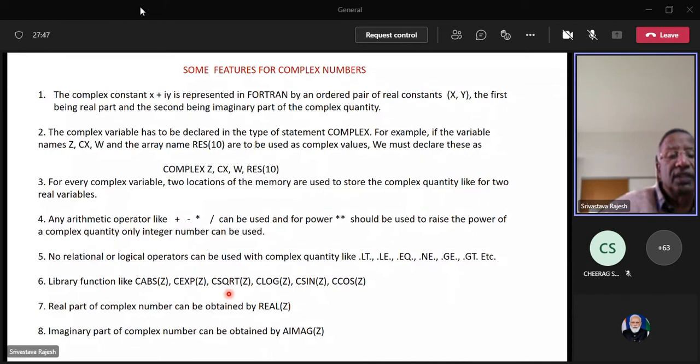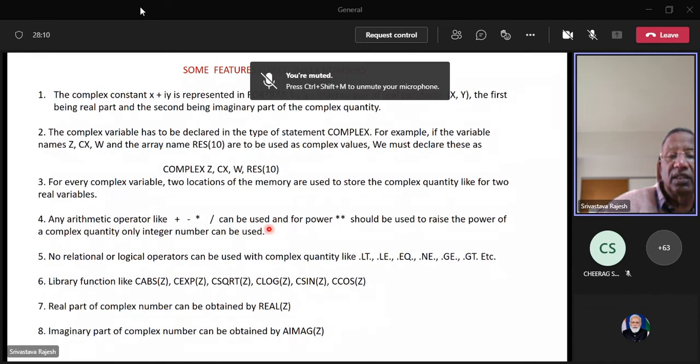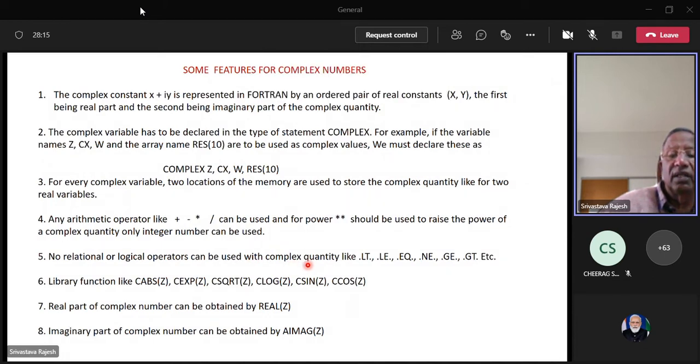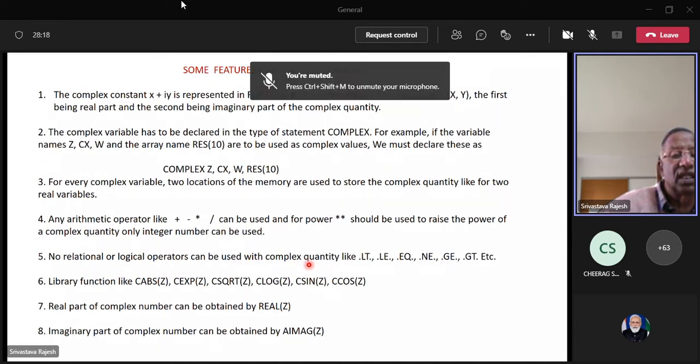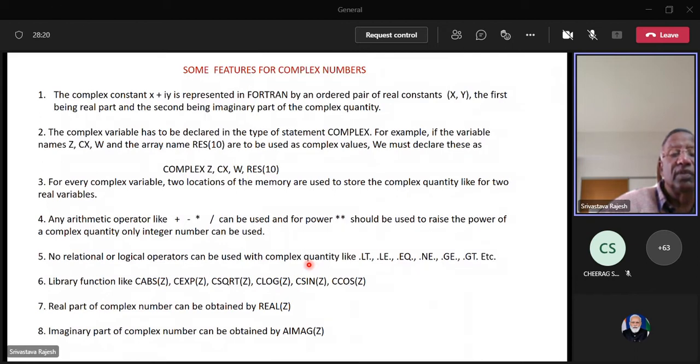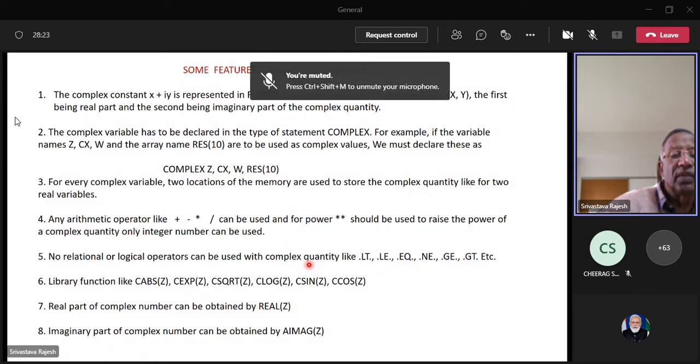Similarly, like double precision, if you want to take an absolute value of a complex quantity, you write CABS. Then CEXP for the exponential value, CSQRT for square root in the bracket, then CLOG, CSIN, CCOS. Most of the functions have this form. When you are dealing with a complex quantity, you cannot raise the power by a real or complex quantity. That is the restriction. You cannot use the logical or relational operators, greater than this or that. You can't check it, so all the if statements you are not allowed to use here.